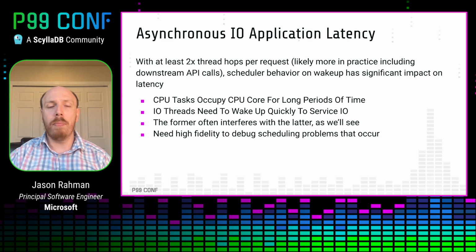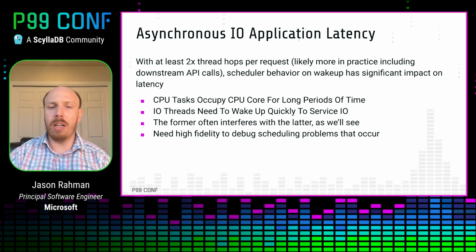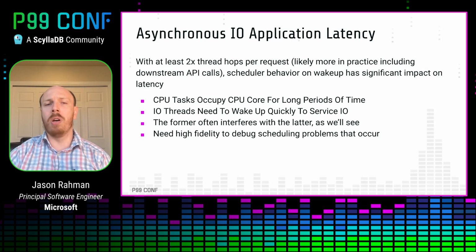Another problem we run into is that these 2 different workloads of IO threads and CPU threads can actually interfere with one another. IO threads have the need to quickly wake up and are very latency sensitive, whereas CPU tasks and CPU threads are really throughput focused, right? They want to occupy the CPU core for a long period of time, maximize their cache locality and cache reuse. And these 2 run into tension with one another, right?